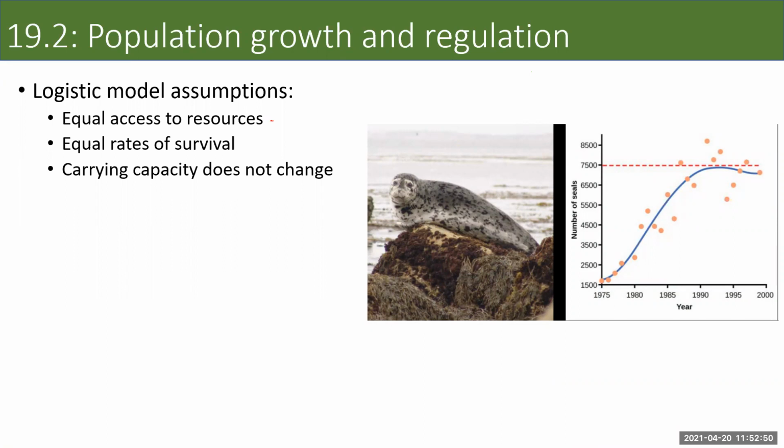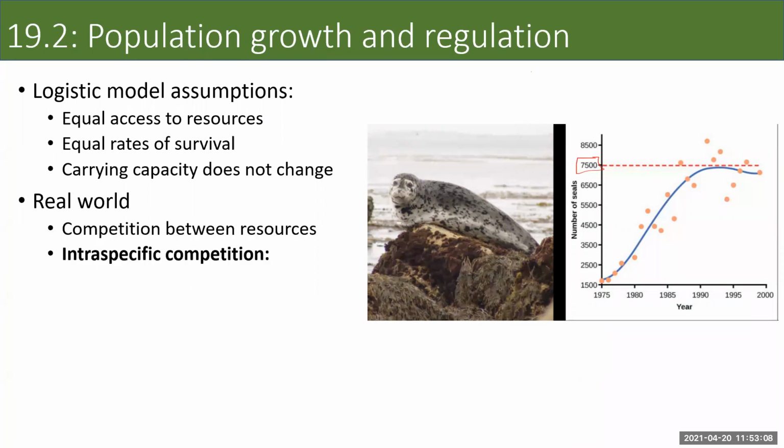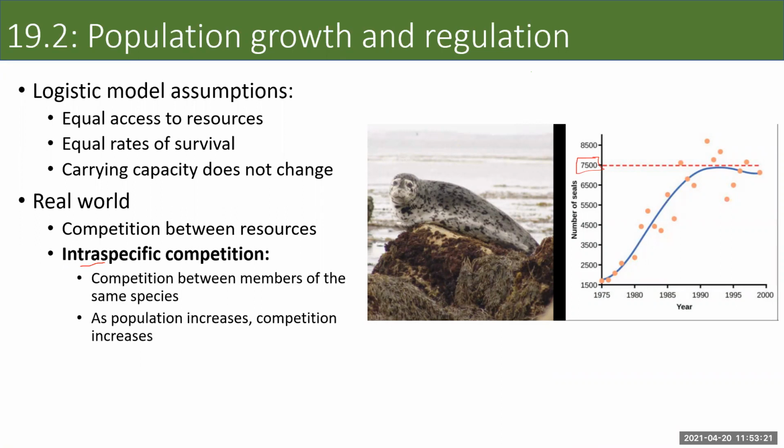You have equal survival rates, and the carrying capacity is not changing. So in this example, we're assuming that 7,500 is the carrying capacity regardless of all environmental situations, right? However, in the real world, we do know that there is competition, especially intraspecific competition, which is where you just have competition between members of the same species.